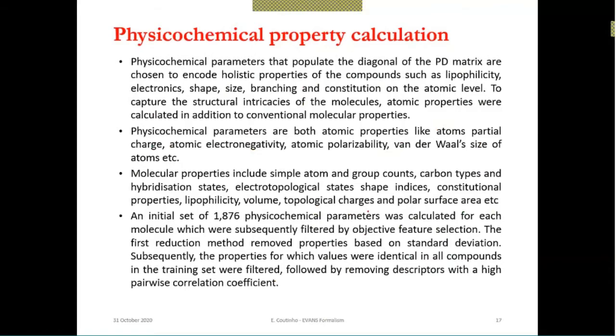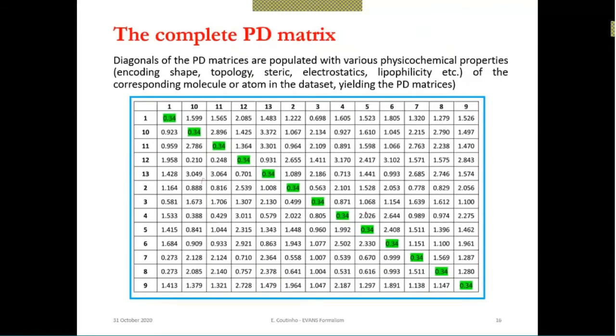It's possible to get atomic properties. For example, for atom number one, you could fill this value with the partial charge of the atom. For atom number 10, you could fill it with the partial charge of atom number 10. So you can fill atomic properties or you can fill molecular properties. In the case of molecular properties, it will be very consistent right across the diagonal.